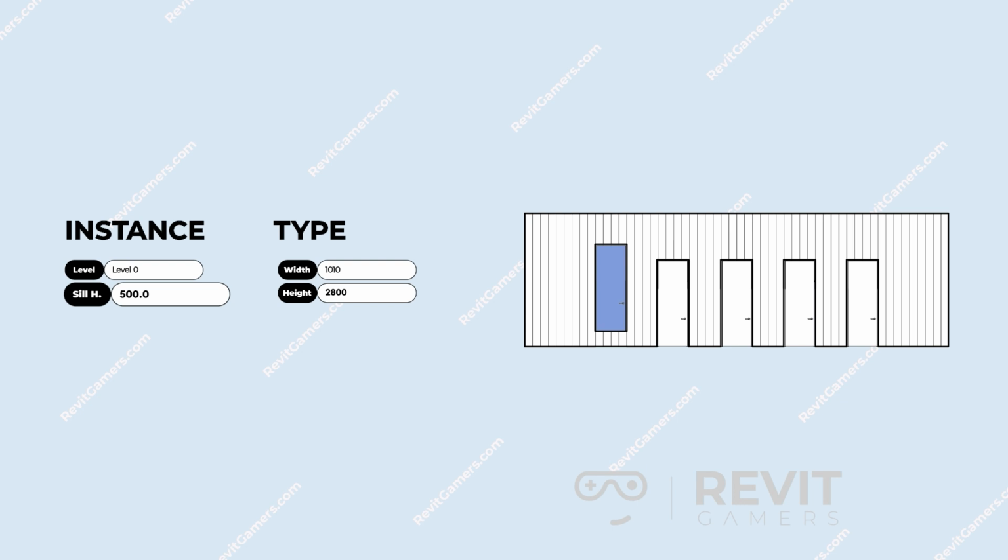In fact, we use type parameters to subdivide a specific family, like this swing single door family, to generate new types out of it. The same scenario applies to all other objects. They all have two groups of parameters.